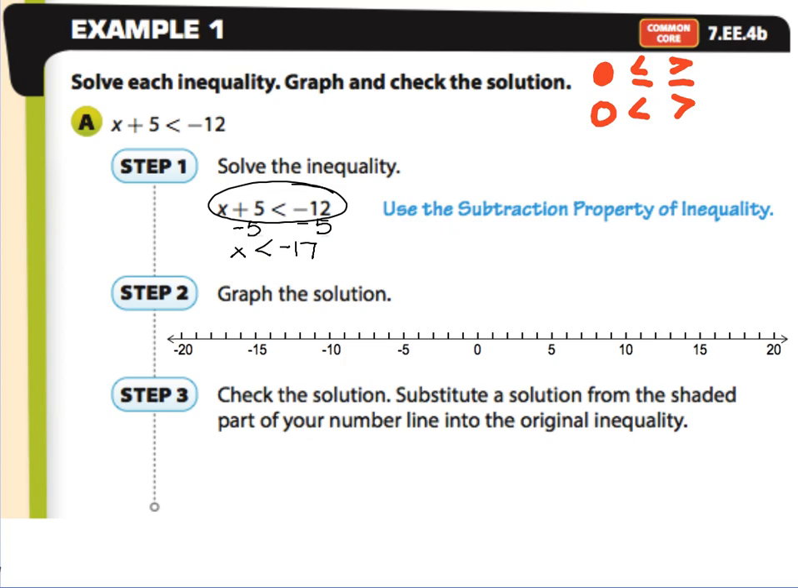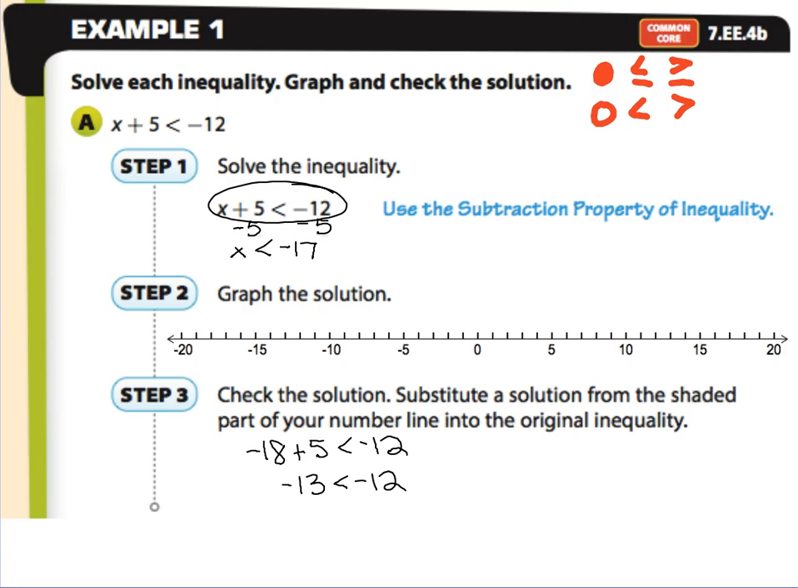Let's double check. Negative 18. In the negative world, it has to be further away from 0. Negative 18 is further from 0, so let's plug it in for x and see if my inequality is still true. Negative 18 plus 5 gives me a negative 13, and negative 13 is less than negative 12. So I know that I did this correctly.